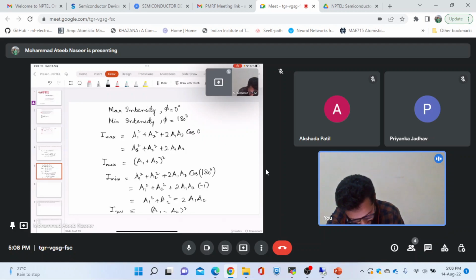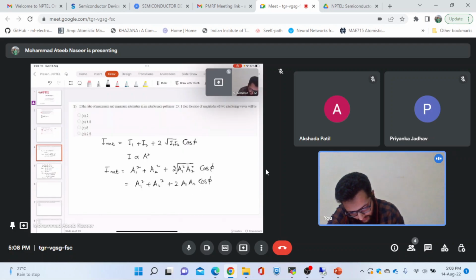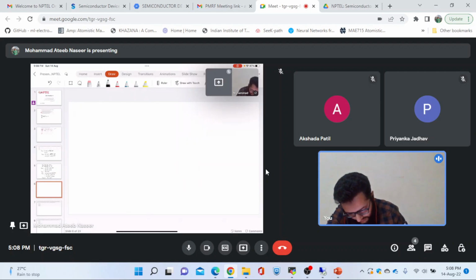This is the minimum intensity, but we were given the ratio of these maximum and minimum intensities to be equal to 25:1. So from these two relations, what we got is I max by I min equal to A1 plus A2 whole squared divided by A1 minus A2 whole squared.